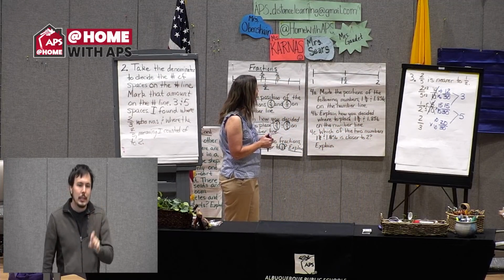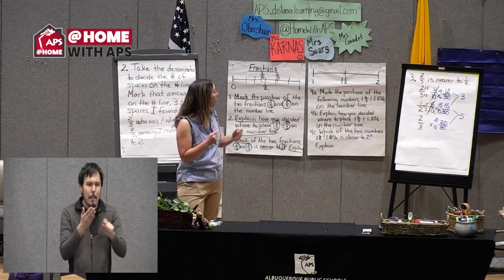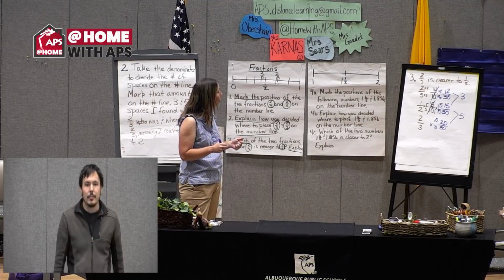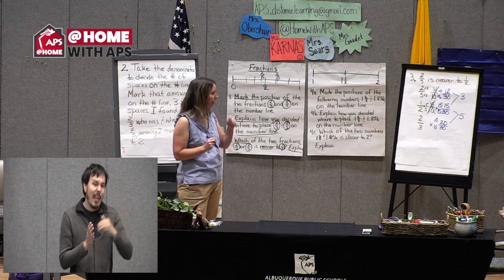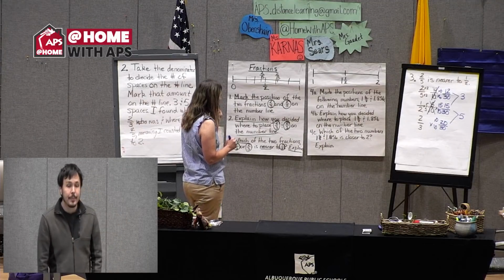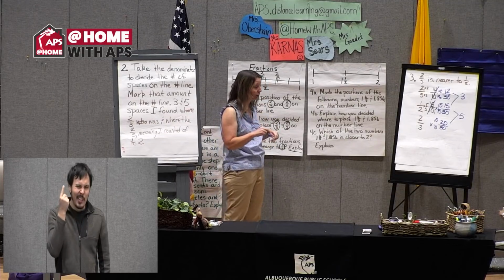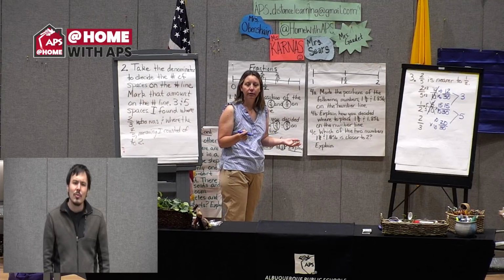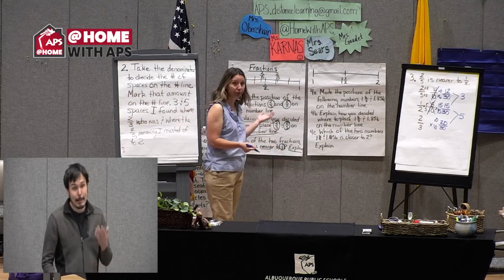So let's look at 4A. Mark the positions of the following numbers, 1 and 6/8, and 1 and 856 thousandths on a number line. All right. So, let me think. You notice I'm trying to think also about this. Which one do you think will be the easiest? Probably some of you were saying the fractions since we were working with fractions before.